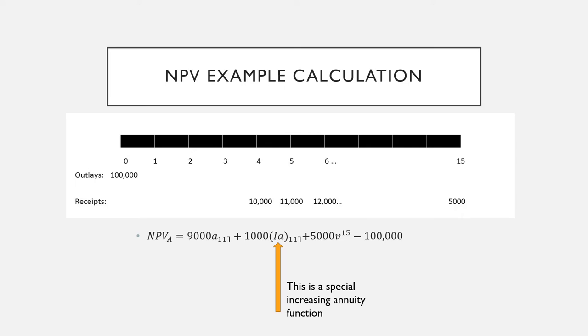So this means that we can find the net present value of this entire cash flow or stream of payments. And also, you can see on the receipts at time 15, there's an extra 5,000, and we will need to discount that back to the present day to find out what that is worth to us right now.